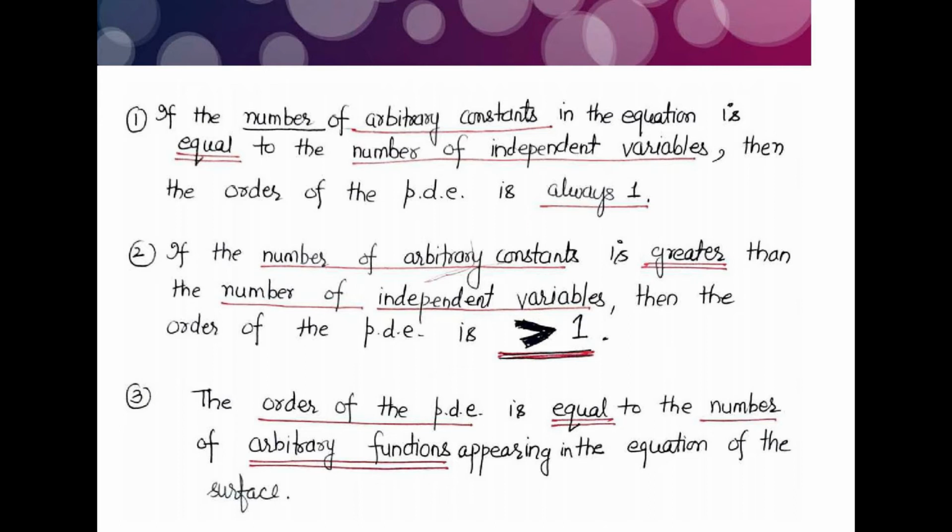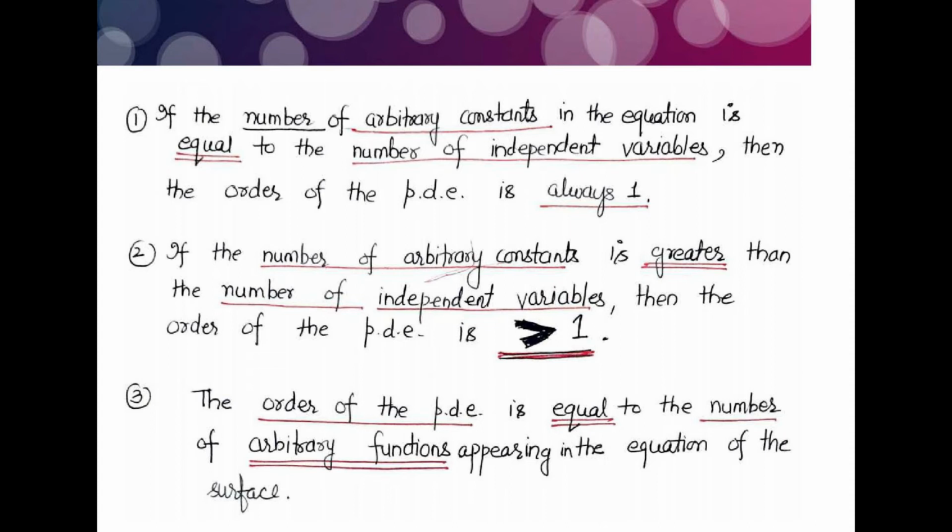But in partial differential equations there is a change in this relation. It says that if the number of arbitrary constants in the equation of the surface is equal to the number of independent variables, then the order of the partial differential equation is always 1. So I am repeating it again. If the number of arbitrary constants is equal to the number of independent variables, then the order is 1.